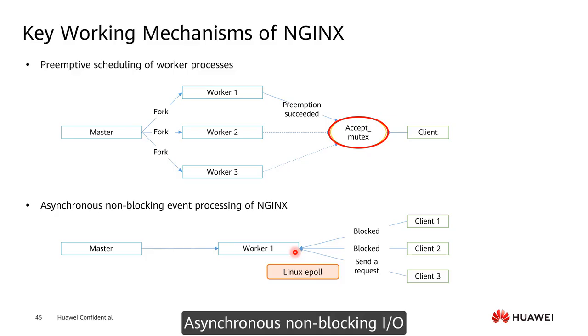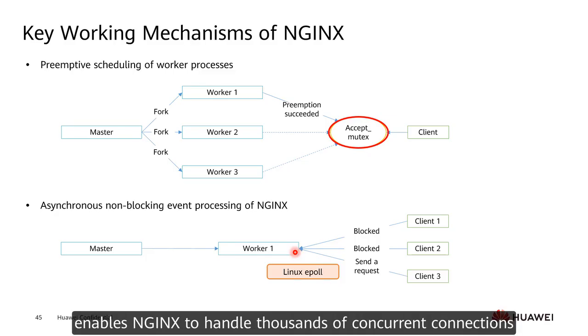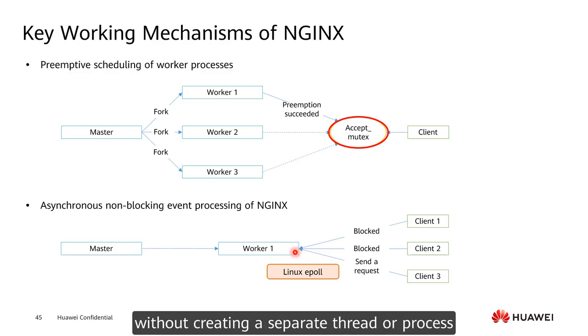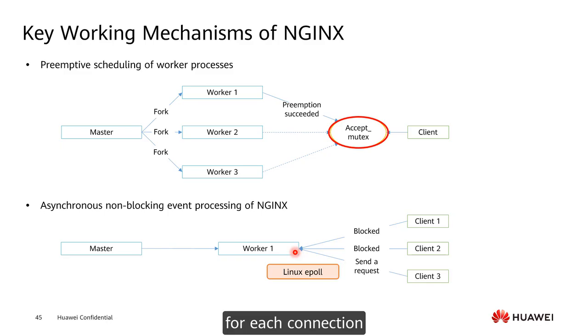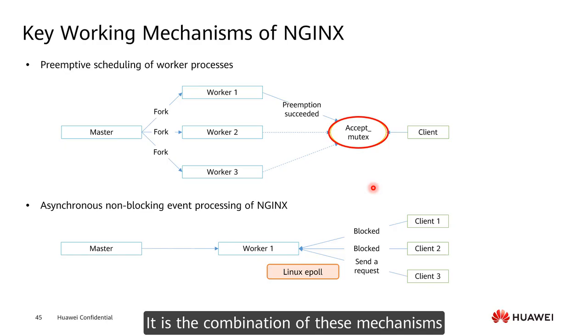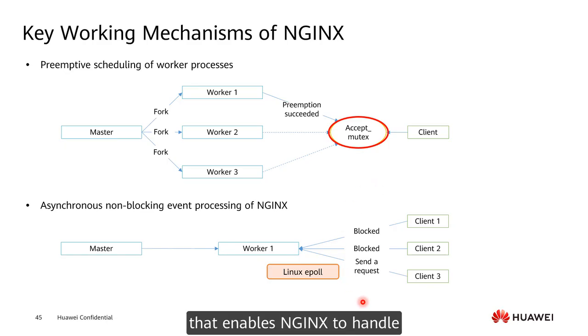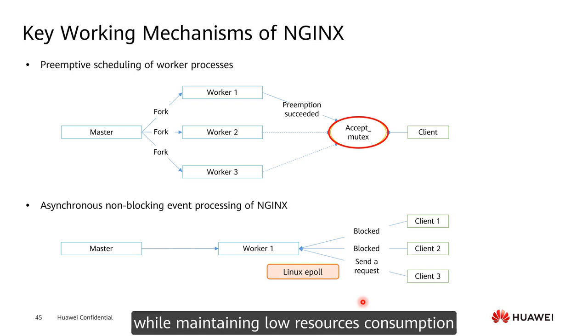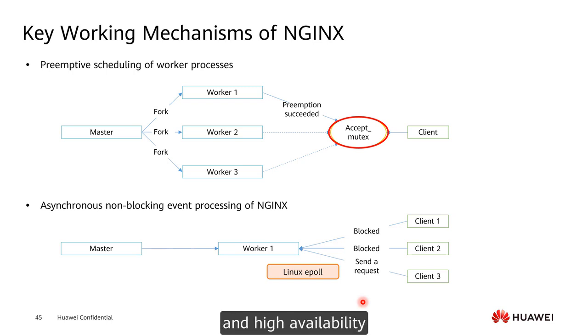Asynchronous non-blocking I/O enables Nginx to handle thousands of concurrent connections without creating a separate thread or process for each connection, saving system resources. It is the combination of this mechanism that enables Nginx to handle a large number of concurrent requests while maintaining low resource consumption and high availability.